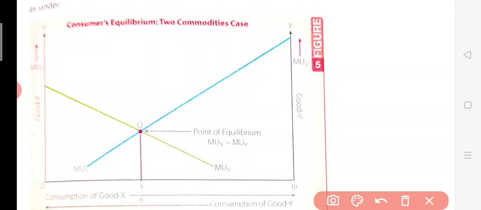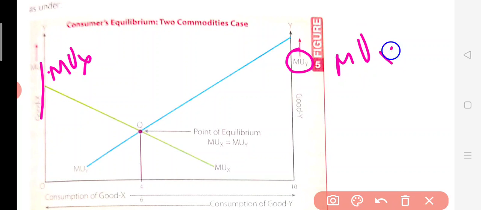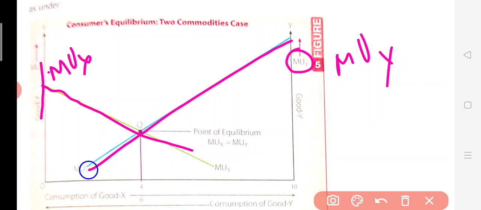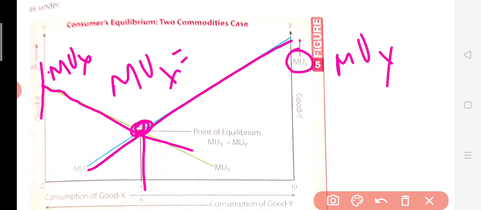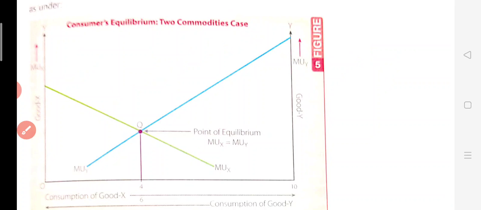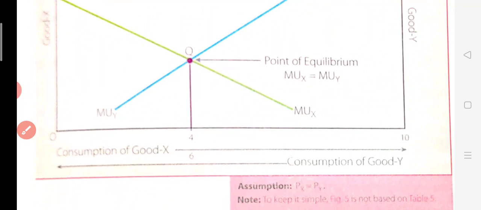Here, suppose this is your MUX on the x-axis, and here this is your MUY. So what is happening here? The marginal utility is continuously decreasing here also. So the point where MUX is equal to MUY, at this point, how many goods are we consuming? According to this diagram, we are consuming 4 units of X good and 6 units of Y good.